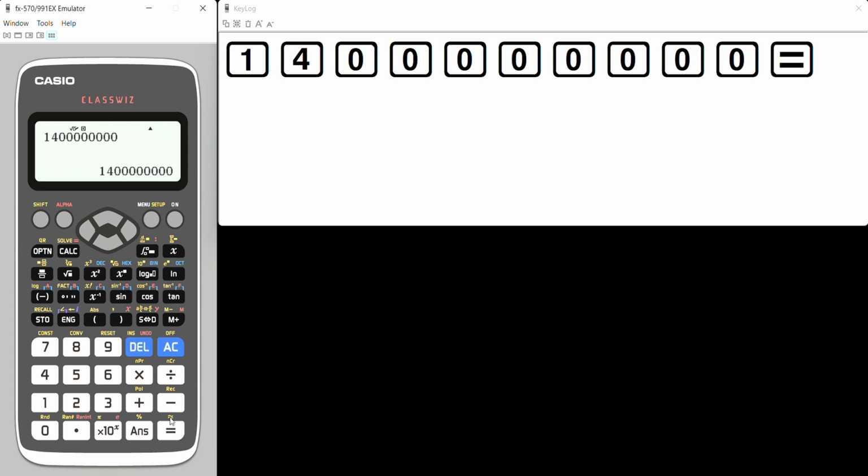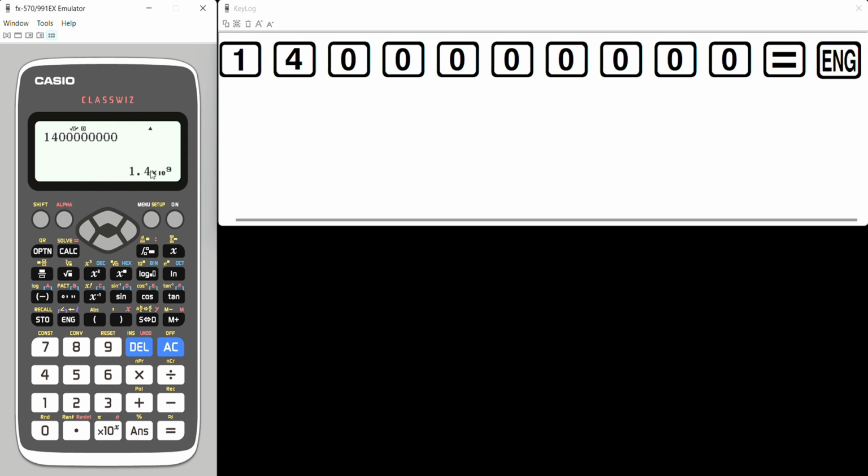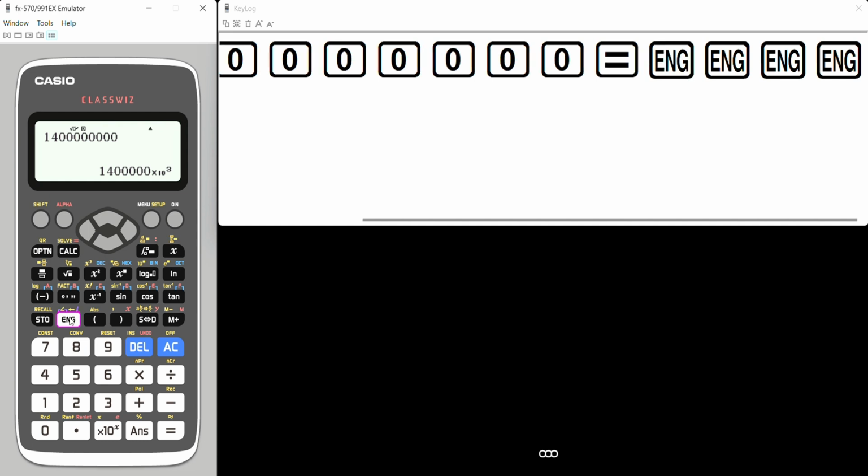And if you press equal, it will maintain the same number, but when you press E and G, you change it to standard form instantly. Another great thing for this calculator is you are able to move the decimal place to the right or to the left to obtain the full number again, or to move it so that it becomes like 0 point something. For example, to move it to the right, you press E and G again. So it moves it to the right, going back to the original number.